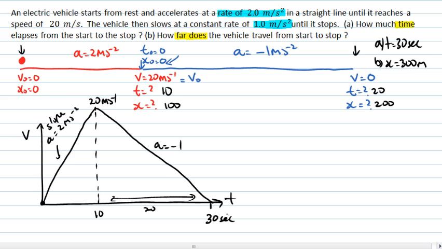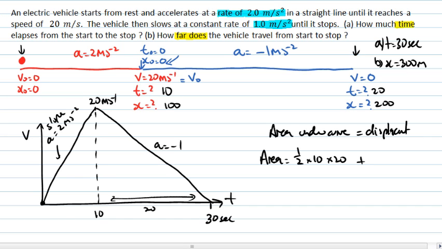What about the total distance? Well, if you can recall, the area under the curve for a velocity versus time graph is equal to the displacement. All I need to do is calculate the area underneath this triangle here and the area underneath this triangle here. Let's have a look at that. Area of triangles are half times base times perpendicular height. So a half times the base here, 10 seconds, multiplied by the height, 20 meters per second, is the area of the first triangle.